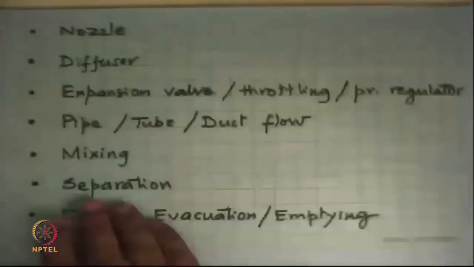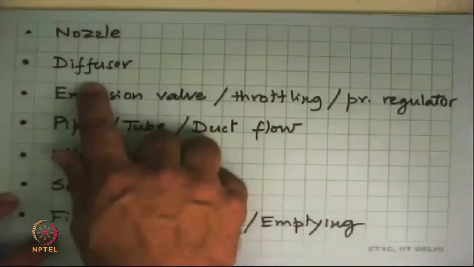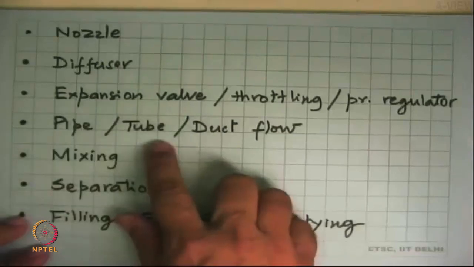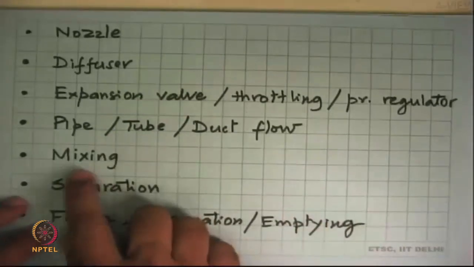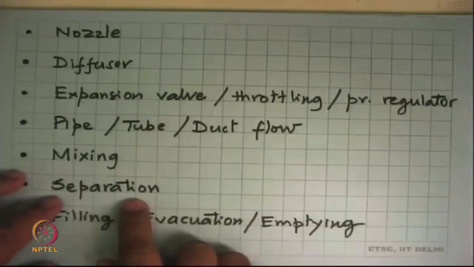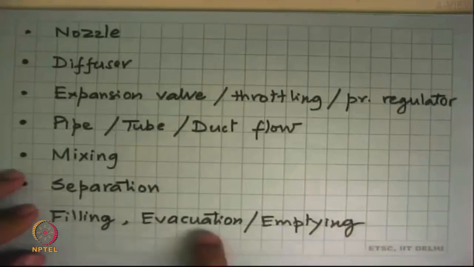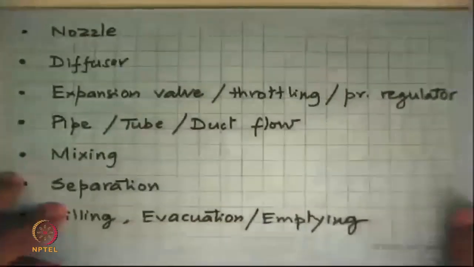So today now we will look at another list of things. We will continue some of this I had put up yesterday. We'll now look at a nozzle, then we look at a diffuser, then expansion valve, or something in which throttling takes place, a pipe, tube or a duct flow, just a plain flow. Then we look at mixing of the same substance, not mixtures of two different substances. Then we will look at separation, particularly in a wet region. And finally, we'll look at unsteady processes like filling or evacuation and emptying of a tank or a reservoir. So let's start with the nozzle.